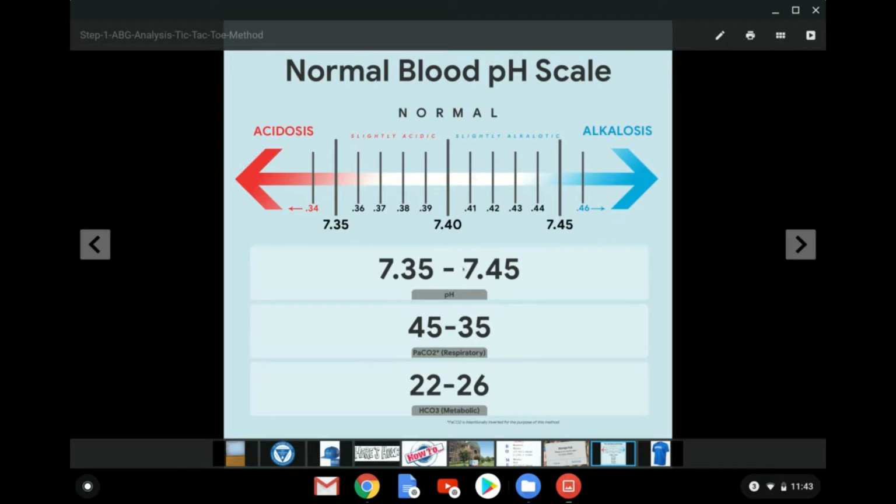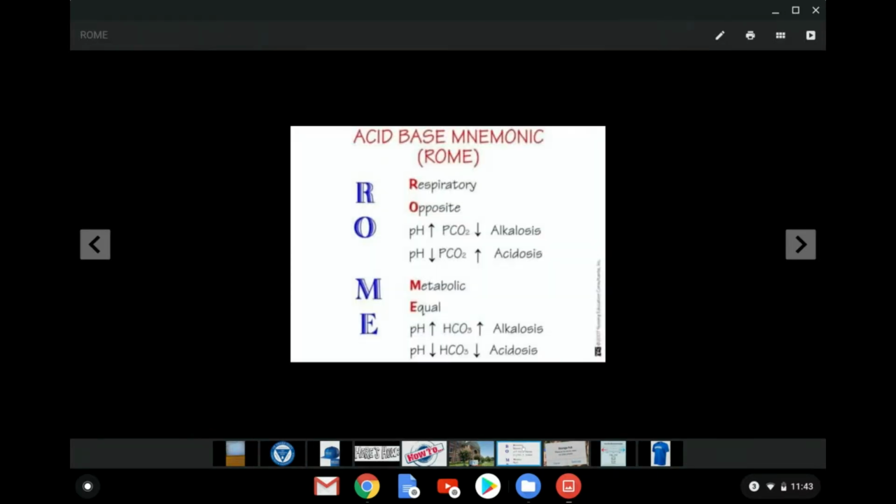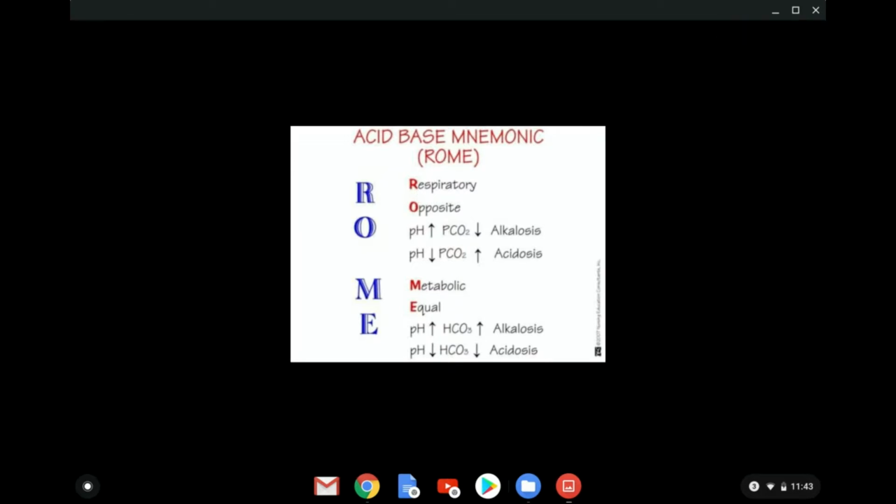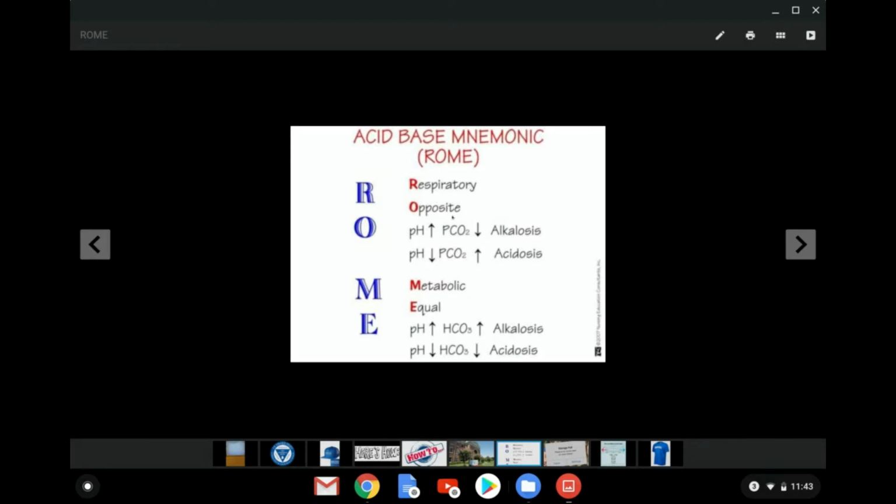So always remember that. Now, as we go back to ROME, we want to actually see what we're talking about when we're dealing with ROME. If something is respiratory, we always look at two values. pH is always one of the values that we look at, whether it be respiratory or metabolic. The other value for respiratory would be the partial pressure of carbon dioxide. Now, when we look at metabolic concerns, we always look at the pH again, but then we look at the bicarbonate ion level.